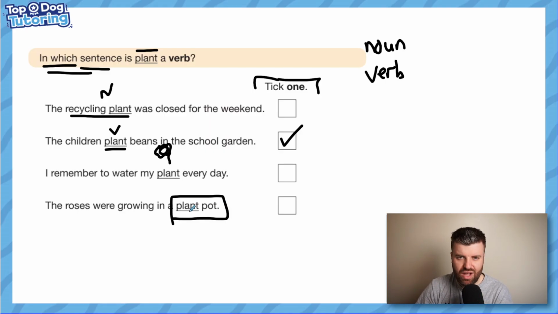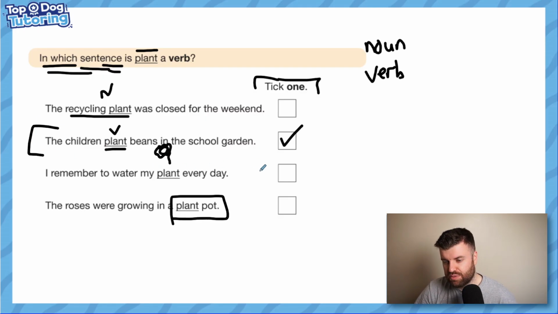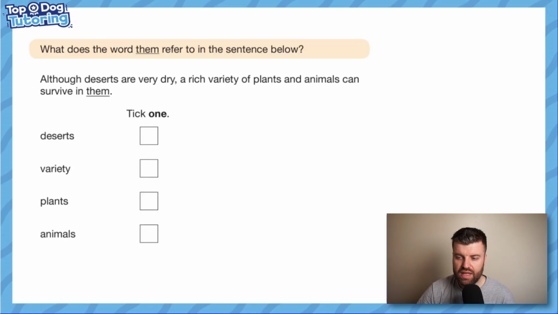Maybe no, but even if you're not sure, look, which sentence? There's just one, and we're way more sure about this one. So if you ever find yourself stuck there, go for the one you think is more obvious. In this case, it's this one. The children plant beans. That is an action for sure, 100%.